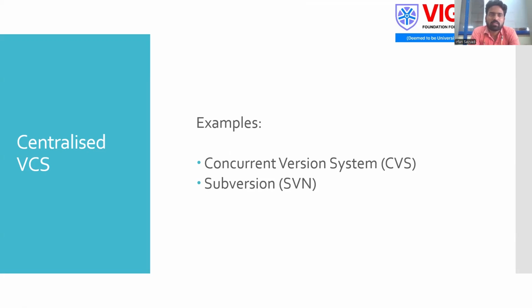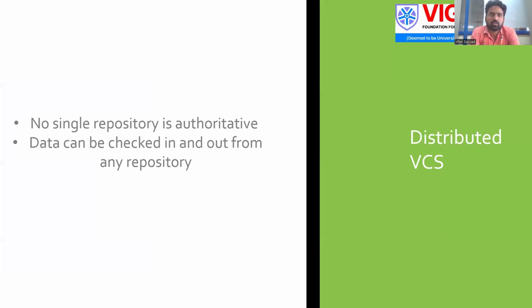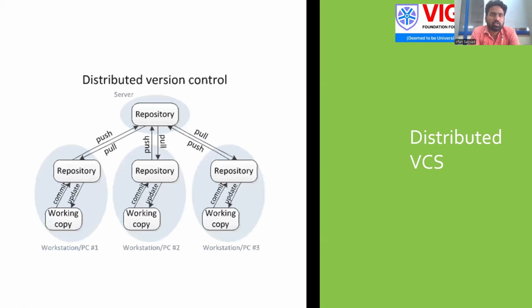So the examples for centralized VCS are Concurrent Versions System and Subversion. The next one is distributed VCS, where no single repository is authoritative, so data can be checked in and out from any repository. You can see this in distributed version control systems.